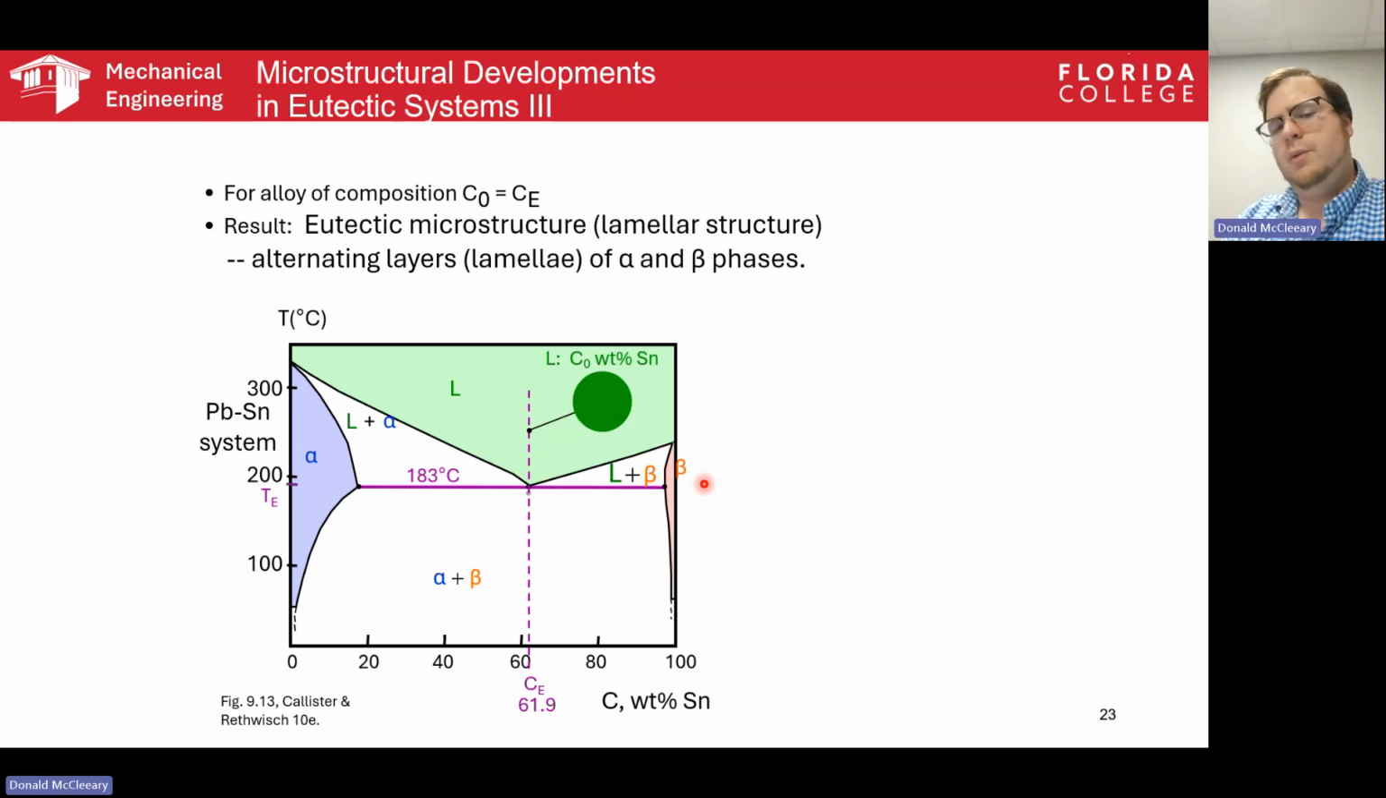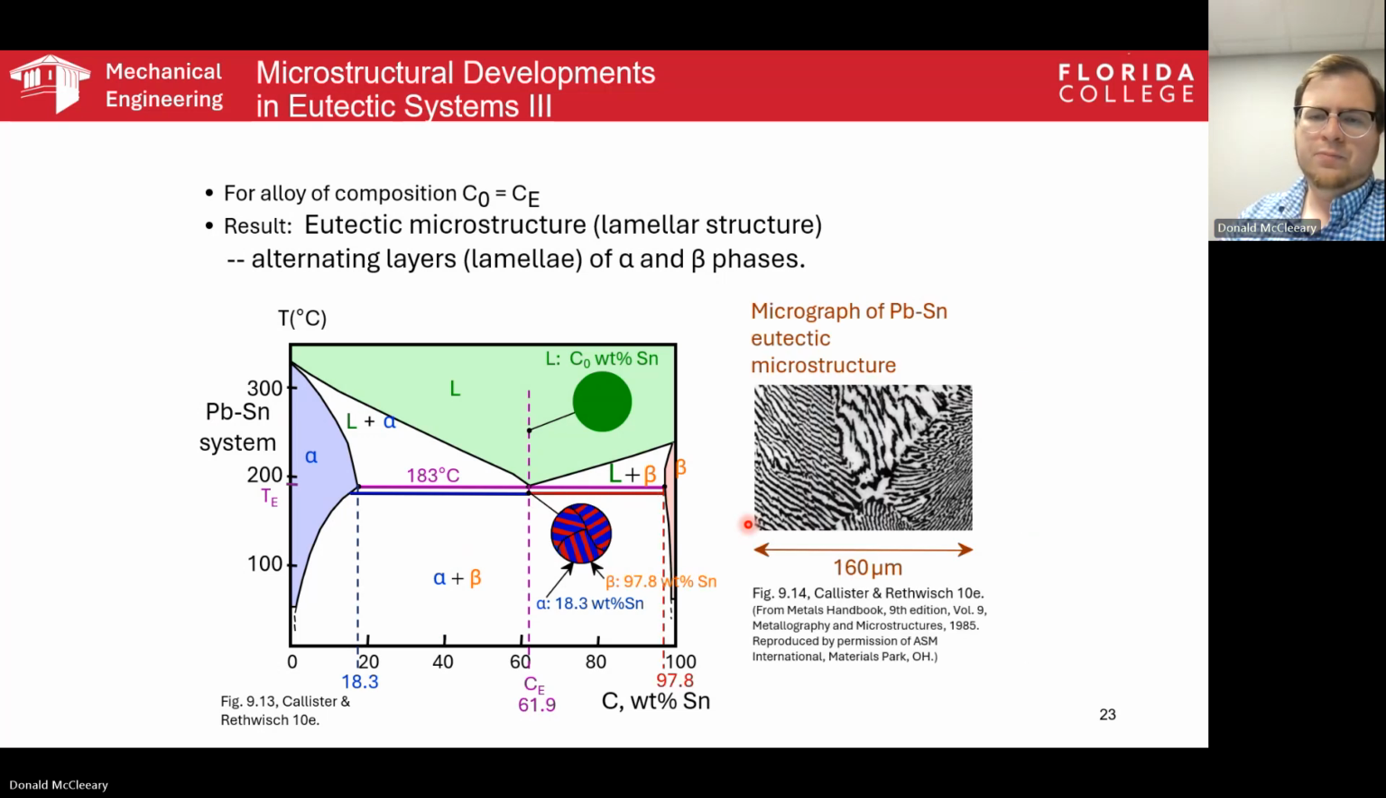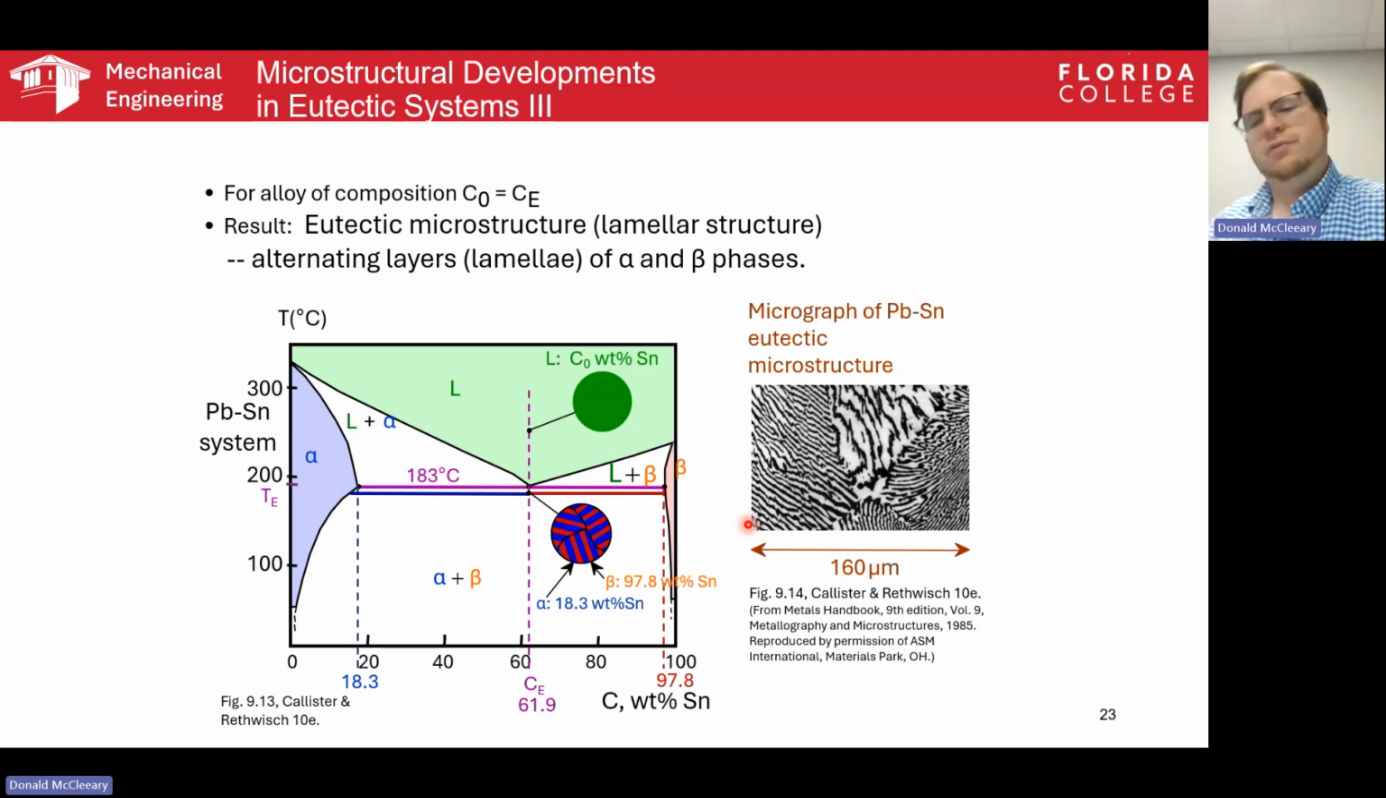So we're going to start with liquid. And then once we go below that eutectic point, we now have our perlite structure. It's not really perlite for lead selenium, but for steel, that's what we call it. And we can also get the weight percent of alpha phase and beta phase compositions in the structure, right? And here's a micrograph of that, which is really fun to look at. Looks kind of like a zebra pattern, but you can see you just have these little layers of alpha and beta phases kind of overlapping with one another.